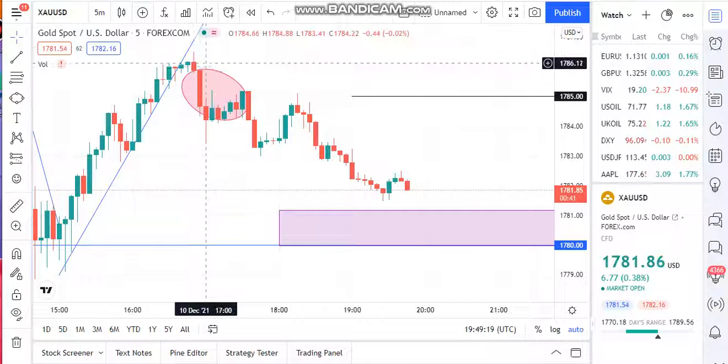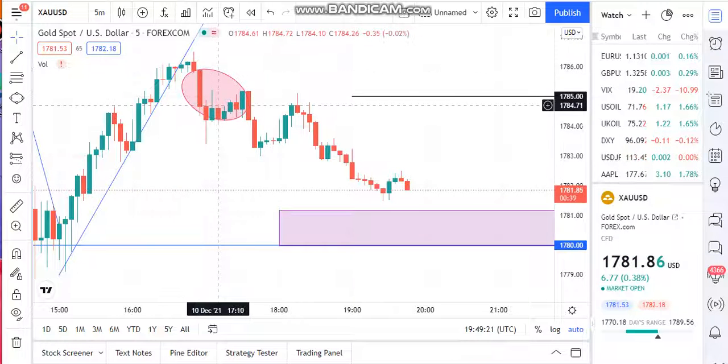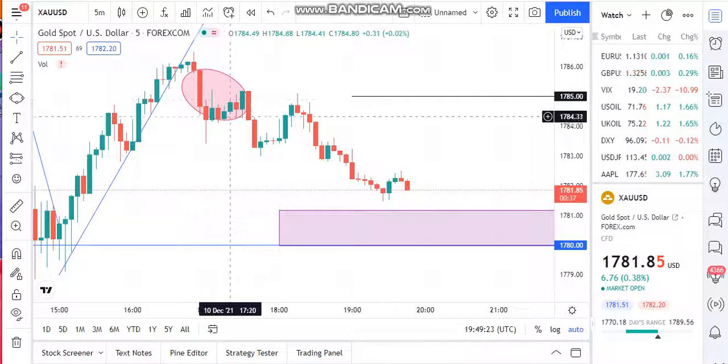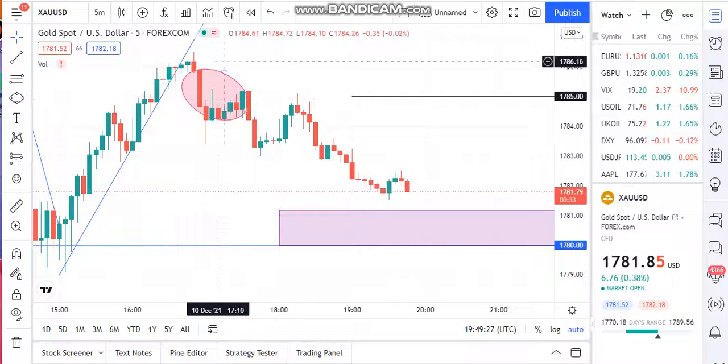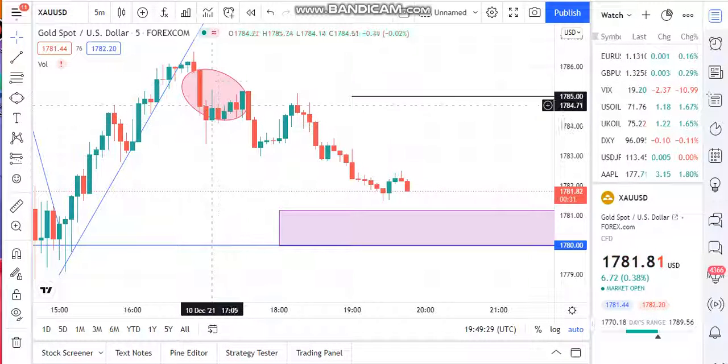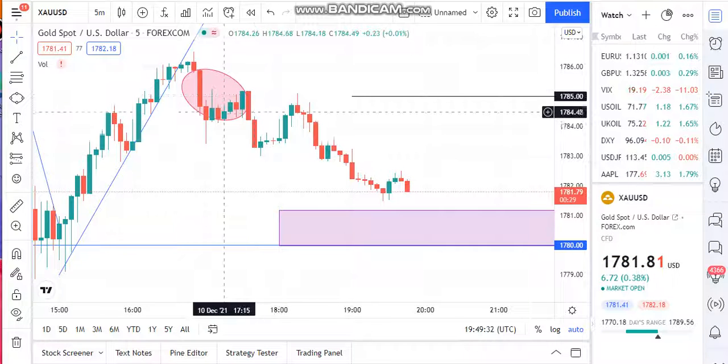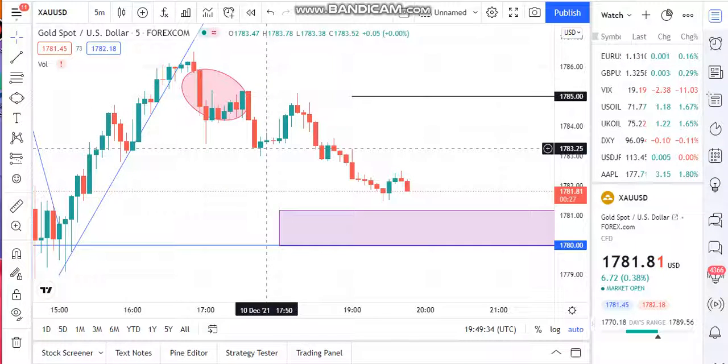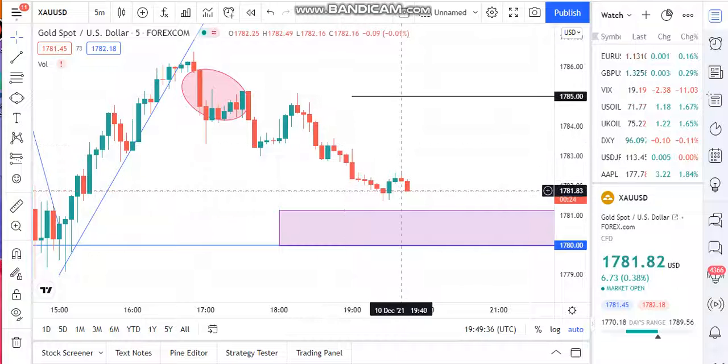Eventually, we saw this shooting star. We saw this marubozu candlestick right here. Also, you want to look and see what the candlesticks are doing. The candlesticks are telling you exactly what price wants to do. You see that it's selling, red candlesticks. There are a lot more red candlesticks than green, meaning that sellers are in control.